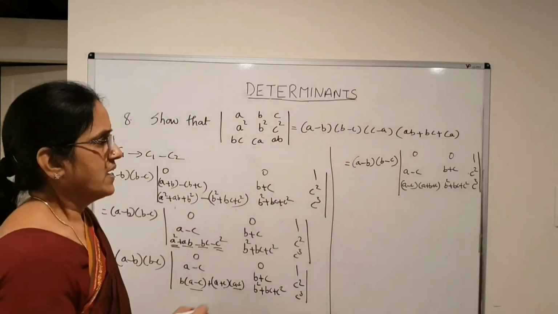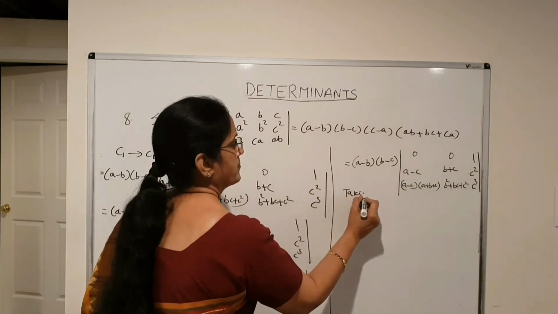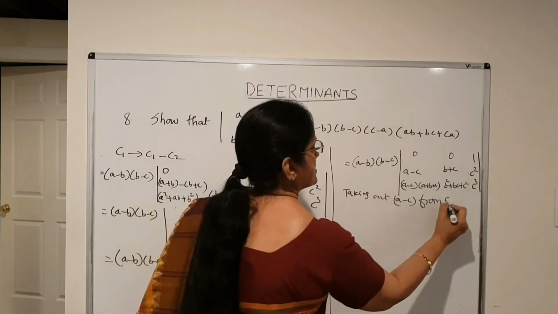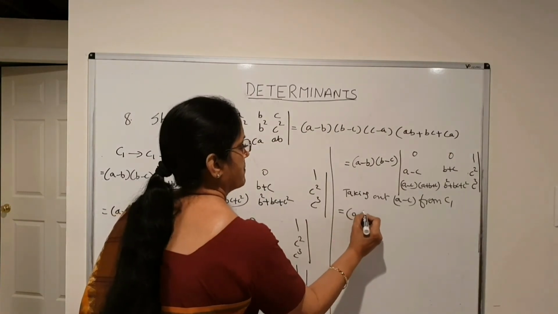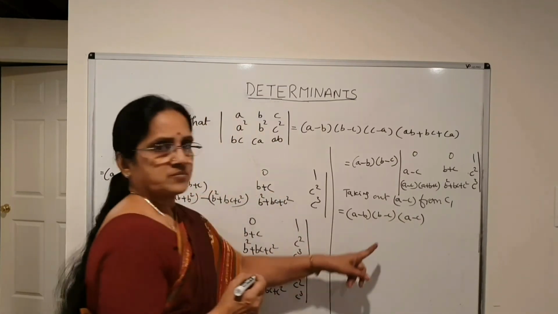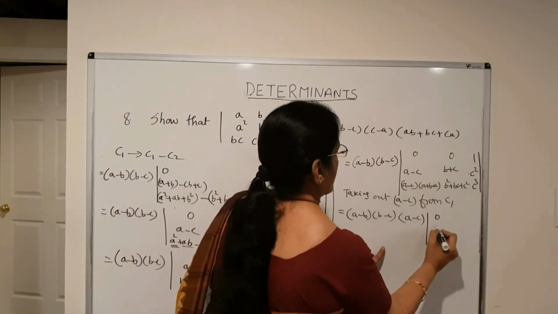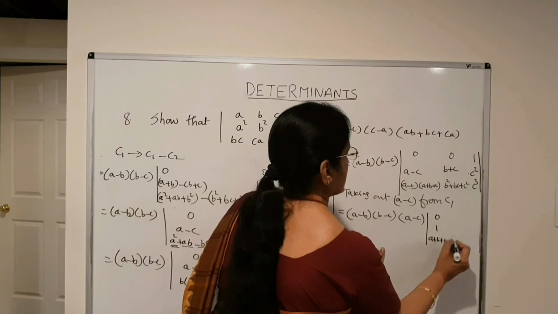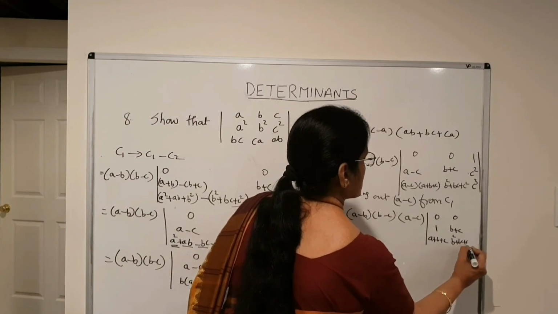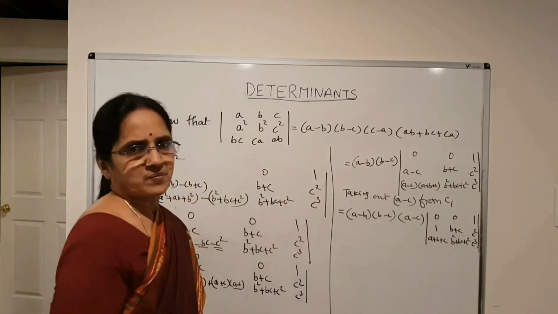Won't be any change. I can take out a minus c from c1. So taking out a minus c from c1, LHS will be a minus b into b minus c into a minus c. Okay, inside I will have determinant 0, 1, a plus b plus c, 0, b plus c, b square plus bc plus c square, 1, c square, c cube. This is what I am going to have.